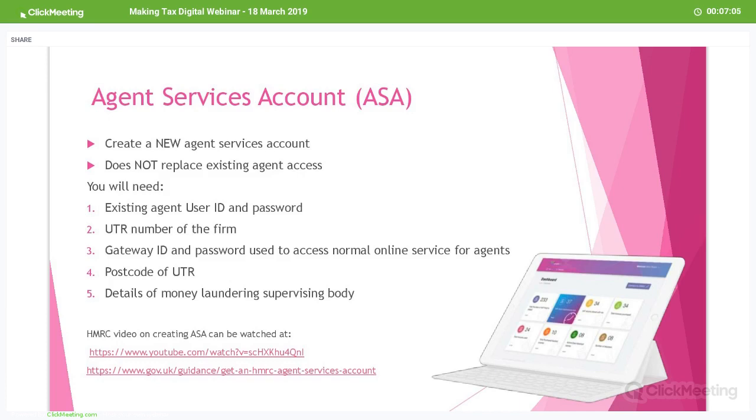So what is the agent services account? Well, the agent services account is a new account specifically for the MTD journey. It does not replace your existing agent access, so you'll have two accounts with HMRC. But in order to register for your new agent services account, you'll need to know your current agent details, user ID and password, your firm UTR, your postcode of where the UTR is, and details of your money laundering supervising body. Okay, and I put a couple of links there. I'm going to go on the system so you can see HMRC videos on how to create those agent services accounts. They're actually quite neat and tidy, so they're worth a watch if you've not already done so.